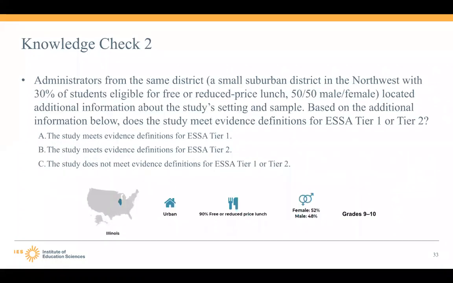So let's go to the next one. In this knowledge check, we continue with the same district. Small suburban district in the Northwest with 30% of students eligible for free or reduced price lunch, half male, half female. Now the administrators located additional information about the study sample and setting, which you can see at the bottom of the slide. Does the study need evidence for ESSA Tier 1 or 2? You have the screen in front of you, so please go ahead and select your answer.